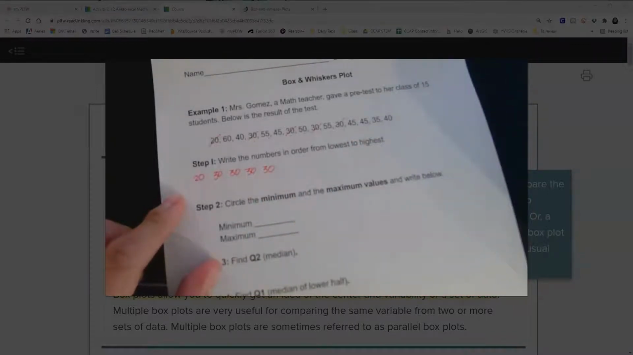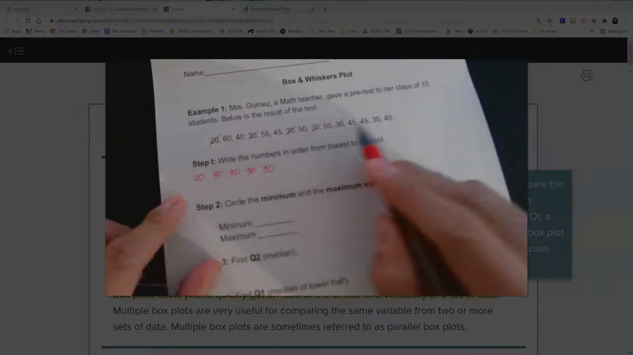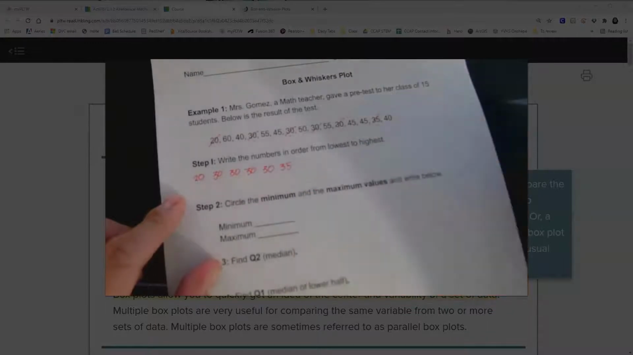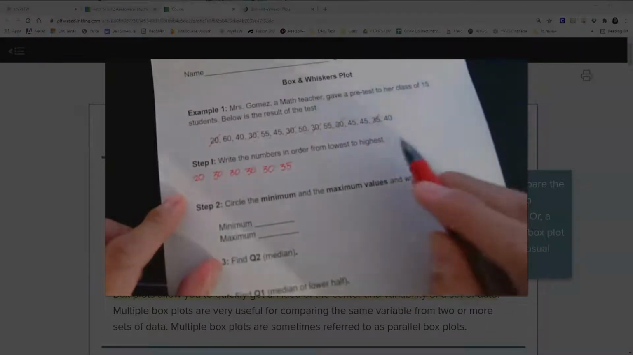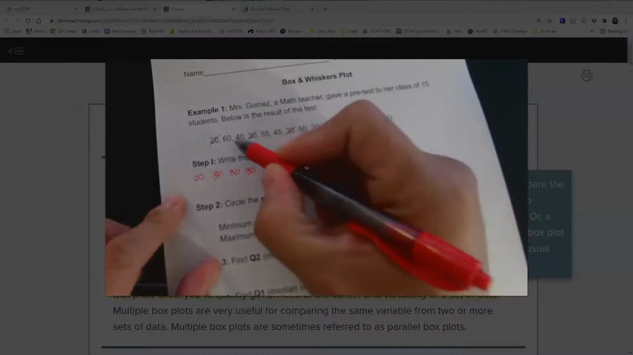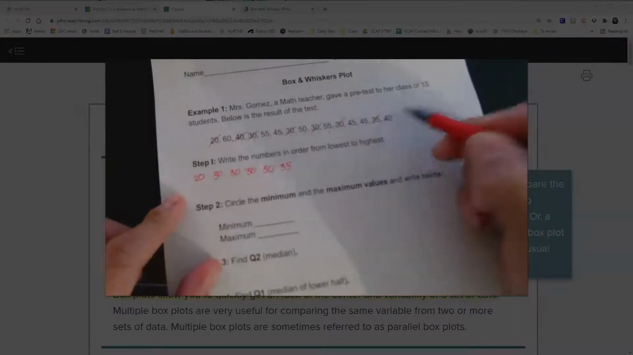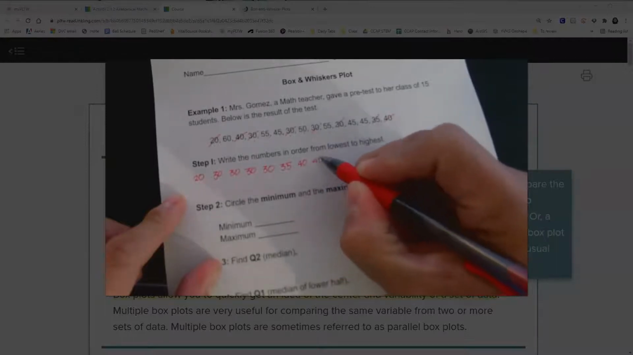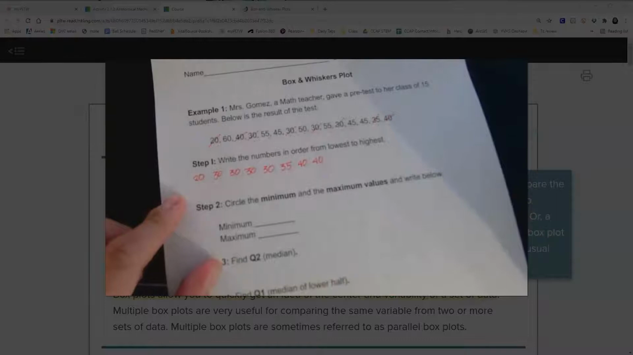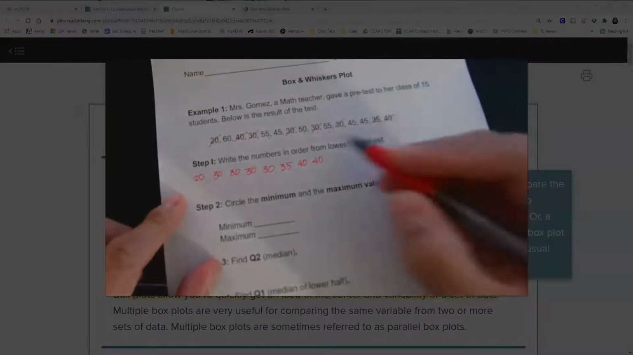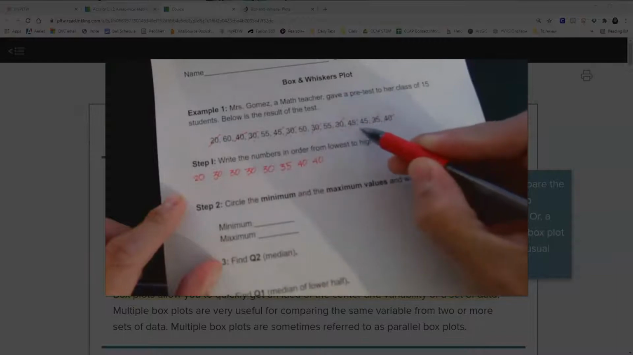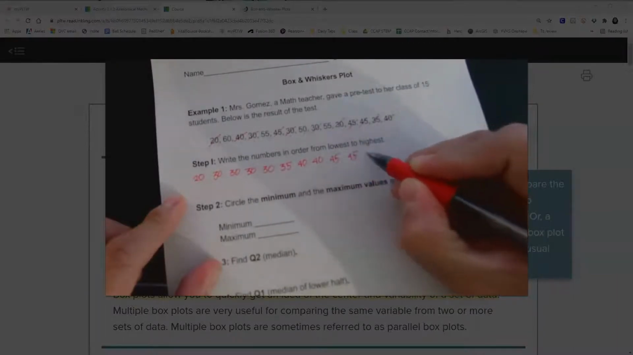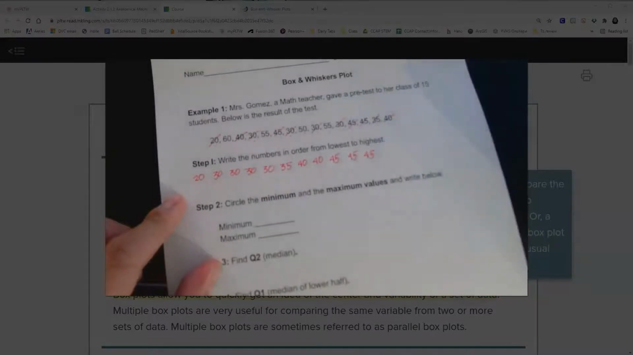The next number would be 35, and there's only one 35. So let's now write down 35. The next highest number would be 40, and then there's 1, 2. So we'll write 40, and then 40 again. The next set of numbers would be 45, and there's 1, 2, 3. So 45, 45, and 45.